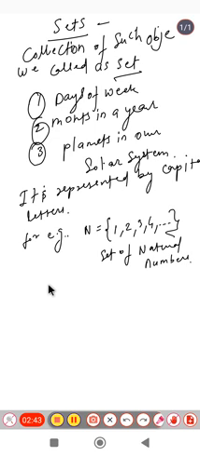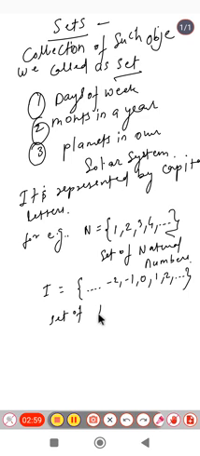Again, we can say it's I. I should be the -2, -1, 0. We can say that it is a set of integers. So in this way we represent the collection of that particular set. Now, the methods, how to write that particular set, we have the methods also.